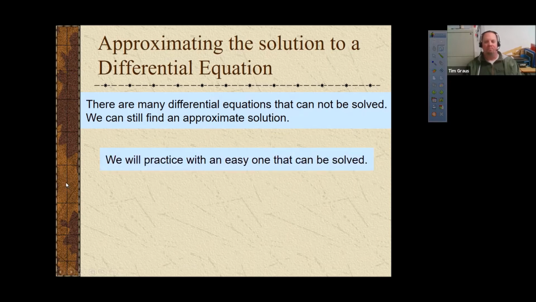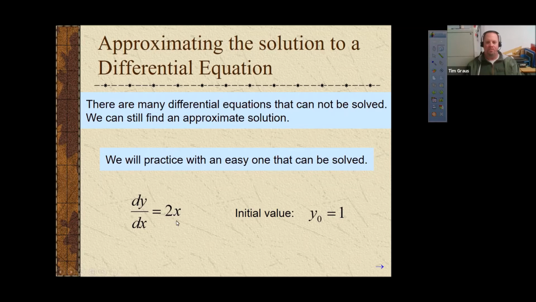So we're going to start by practicing with an easy one that we can solve so that we can check our solution and see if it matches up with reality here. So we're going to start with dy dx equals 2x and an initial value y sub 0 equals 1, or a y value of 1 when x equals 0.